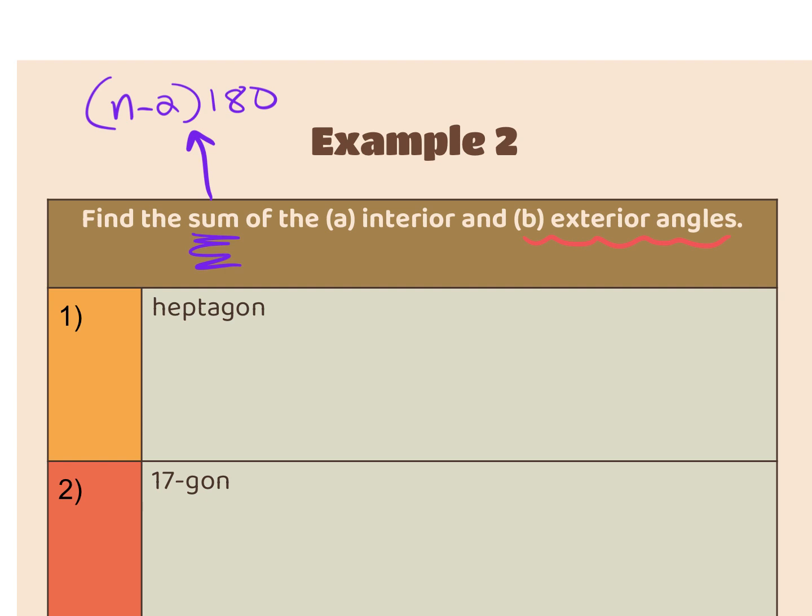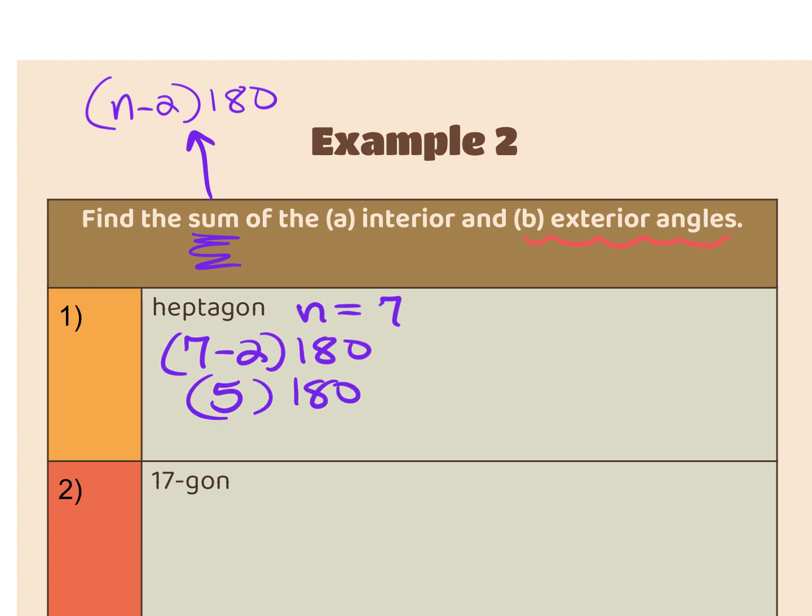So how many sides are in a heptagon? 7. So my n value is 7. So I'm going to do 7 minus 2 times 180. I get 5 times 180, and that gives me 900. So when you're doing your homework, even though you're using your calculator, this is what I want to see, how you know how to use the formula. You don't have to show me the 180 times 5 because I know you're using your calculator. But show me that that is what you're putting in your calculator. And show me the 5 times 180 in your work. So that's for part A. Part B, we already said, the sum of the exterior angles is always 360.